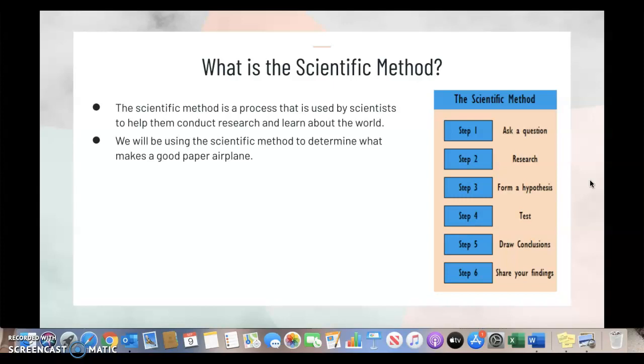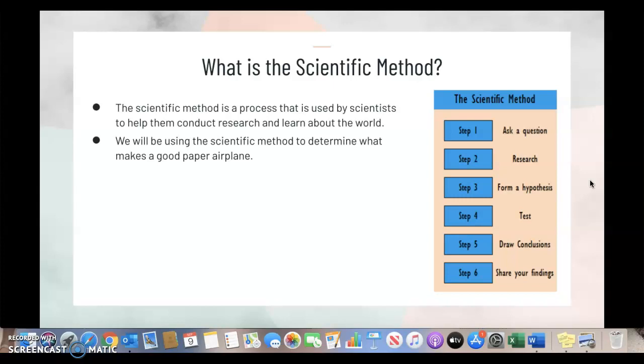So the steps of the scientific method can vary a little bit depending how you learn it or where you find it, but we're going to follow these 6 basic steps. Okay, so the first step, you are going to ask yourself a question. Most research comes from a general topic. Ours is paper airplanes, but you want to ask yourself a more specific question to help guide yourself in your research. Then you do research on the topic, okay, to help give you some background knowledge. From that research, you form a hypothesis, which we'll get into in a little bit.